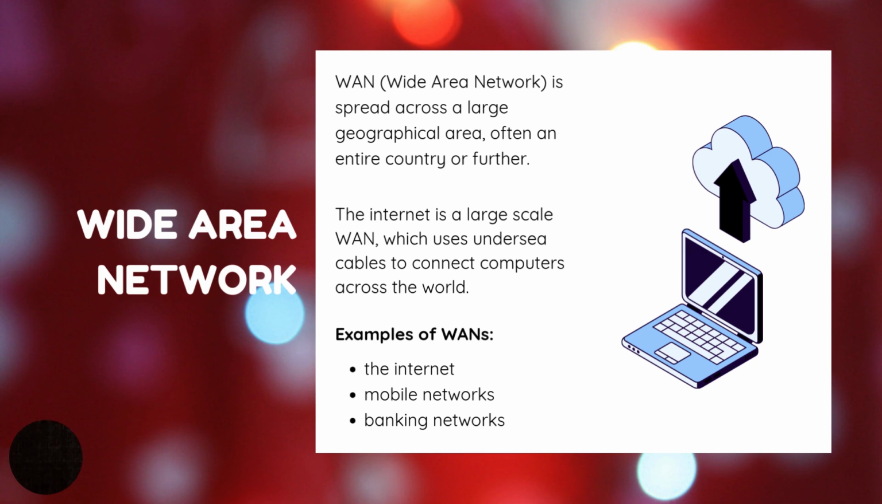It's very, very big. So we have something like MTN, Orange, Nextel, Camtel. They are very large because they cover countries, continents, etc. So examples of WAN, we have the internet, mobile network, banking network, etc. This one is the largest of all in terms of geographical coverage.